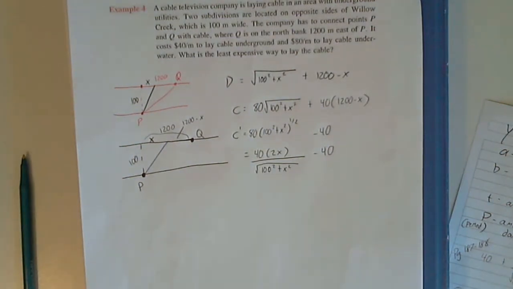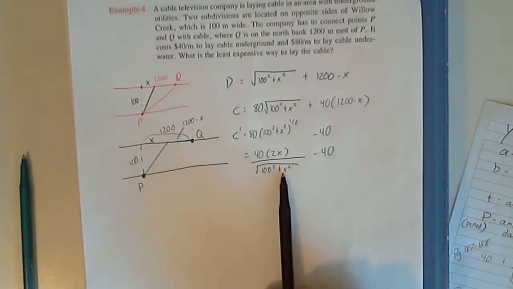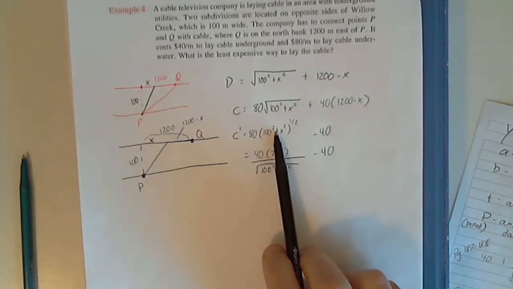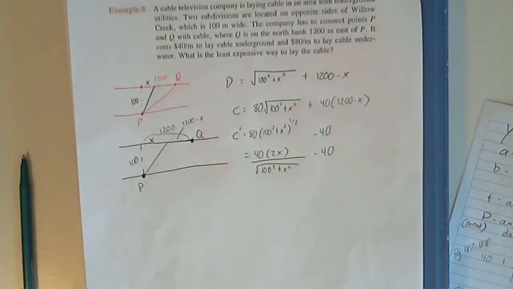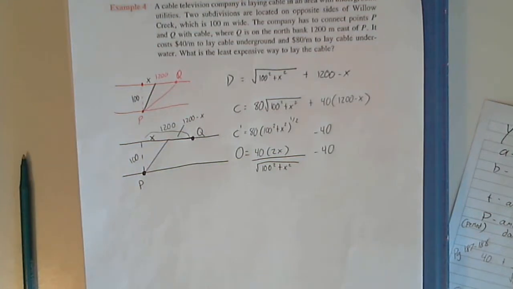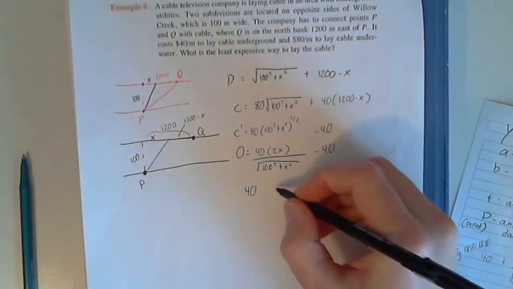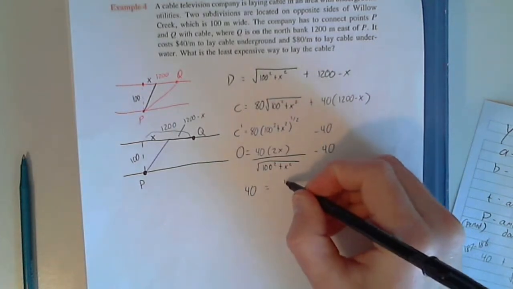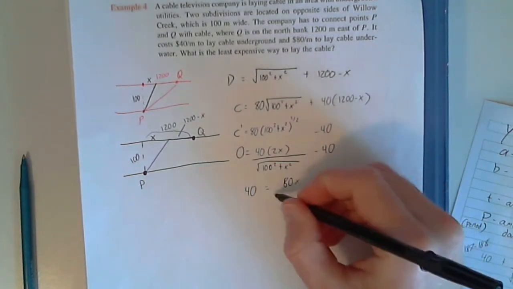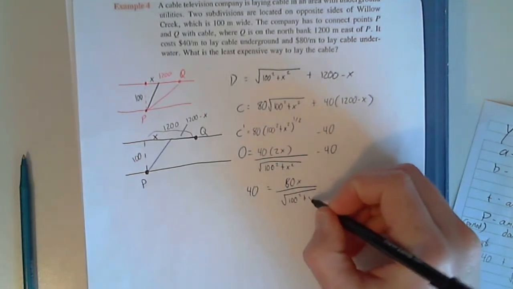Should look something like that, if I did that correctly. Derivative of the outside, negative a half, times the derivative of the inside, which is just 2x. I think that's right. And then we want to solve that for when that's equal to 0. So we add the 40 to the other side. 40 is equal to, let's say, 80x all over root of 100 squared plus x squared.